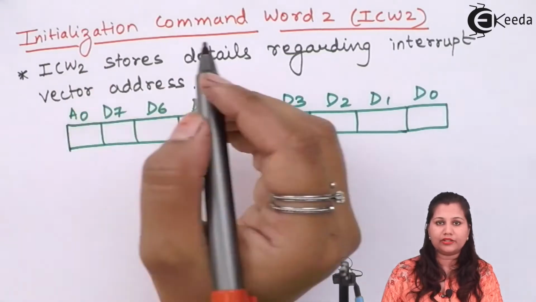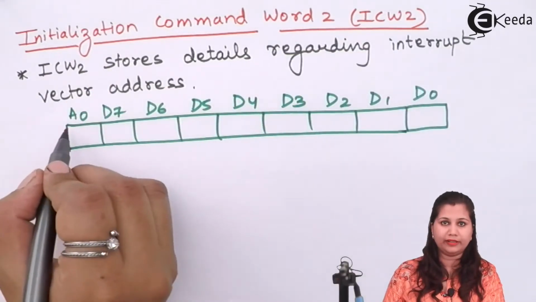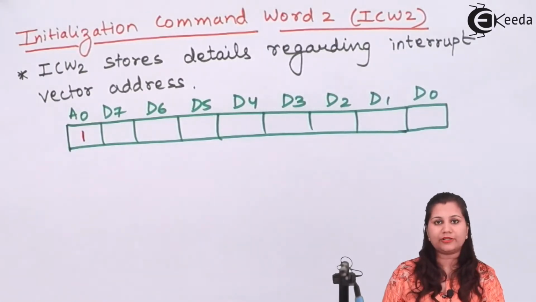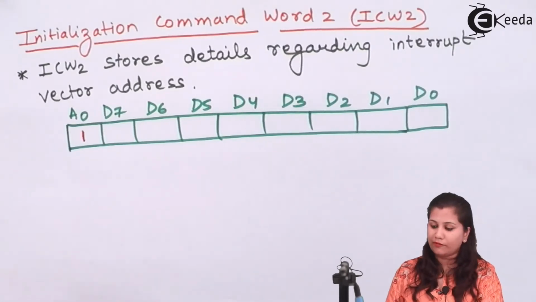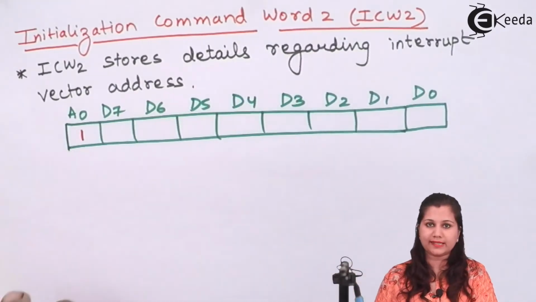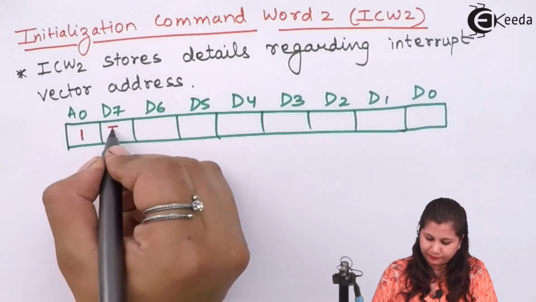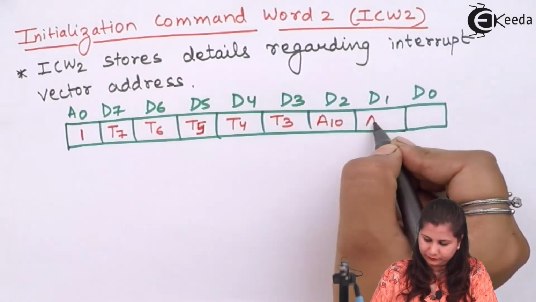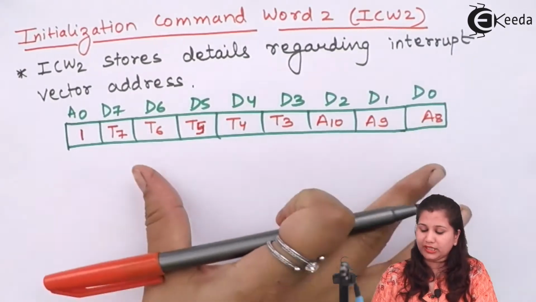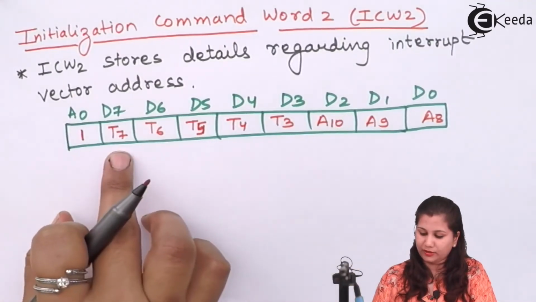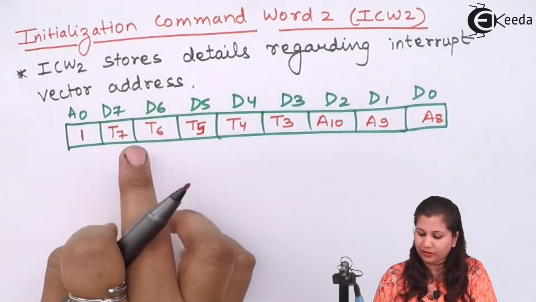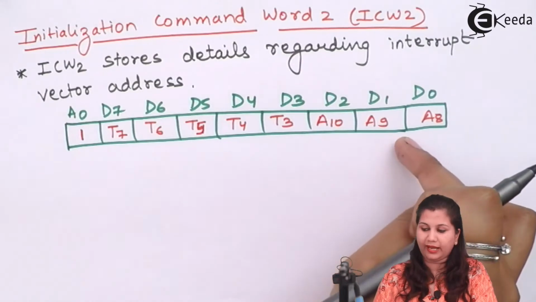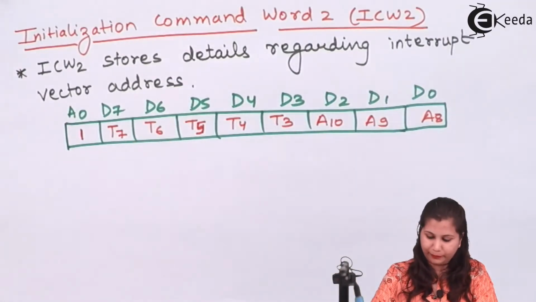Now for the second initialization command word, the A0 address line has to be 1. For the first initialization command word, this A0 line was 0. For the second initialization command word, this is 1. Now D7: so these are the 8 bits of the second initialization command word. D7 to D3 are T7, T6, T5, T4, T3, and then D2, D1, D0 are A10, A9 and A8. Let us see what these bits describe.